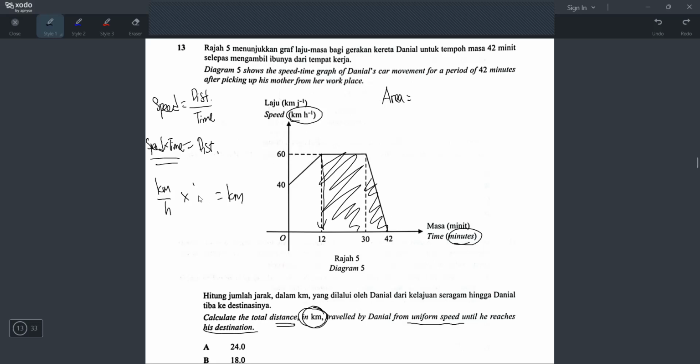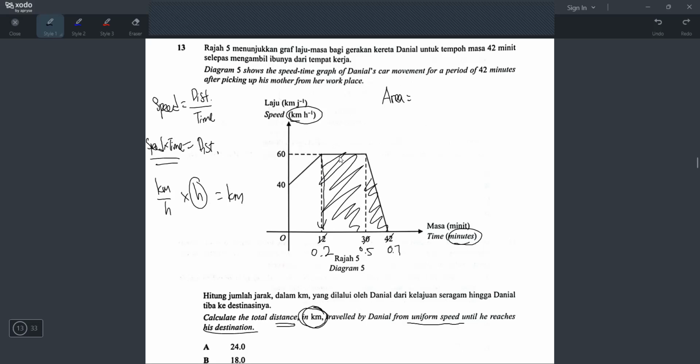So what you have to do is make sure the time is in hours. So why not we convert everything to hour now? So 12 divide 60, 30 divide 60, 42 divide 60. All right. Because 1 hour is 60 minutes. So if you want to convert minutes to hour, you divide by 60. 12 divide 60, if I press, I'm going to get 0.2. 30 divide 60, you press calculator, 0.5. And then 42 divide 60 is 0.7. So now I can proceed with the area part.